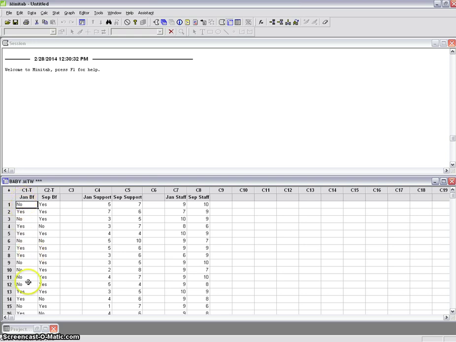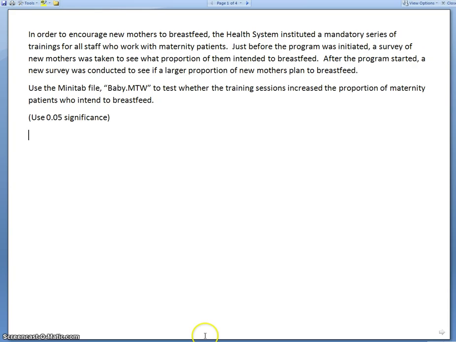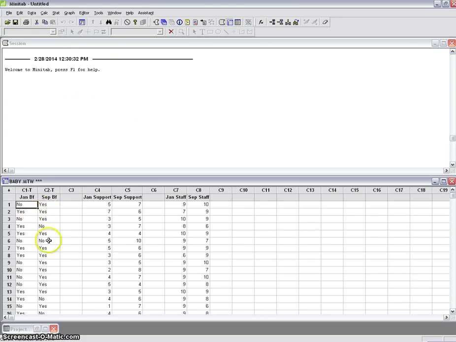So this January survey, just yeses and nos, was held before the staff initiated a program that they were forced to do. So in January, they looked to see if the patients intended to breastfeed. The staff went through a mandatory training session, and then afterwards they looked at other patients, determined whether or not those new patients after the training wanted to breastfeed or intended to breastfeed.